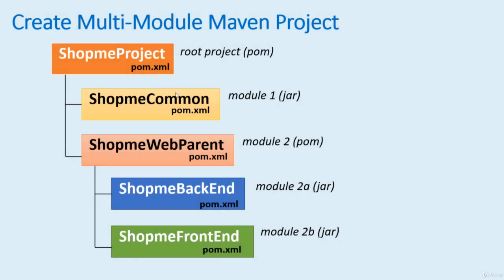Okay, so far we have finished setting up our project, which is a multi-module Maven project with the root project here. And under this root project we have two modules: ShopMe common for the shared library between the ShopMe admin application and ShopMe website application, and the second module, ShopMe web parent. And under this project, we have two submodules, ShopMe backend and ShopMe frontend.